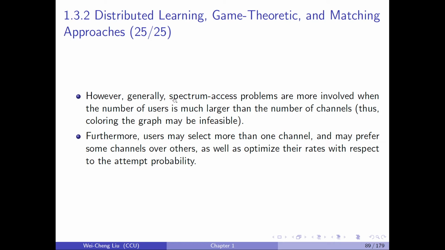However, generally, spectrum access problems are more involved when the number of users is much larger than the number of channels. Thus, coloring the graph may be infeasible. Furthermore, users may select more than one channel and may prefer some channels over others, as well as optimize their rates with respect to the attempt probability.